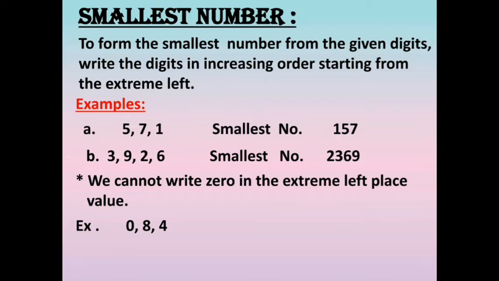What is the next smallest number? 4. So you have to write 4 in hundreds place, then 0 in tens place, and then you have to write the remaining digit in the ones place. So what is the smallest number? The smallest number is 408.